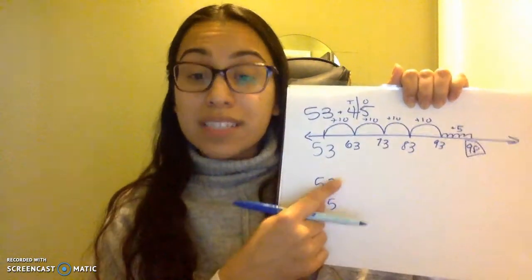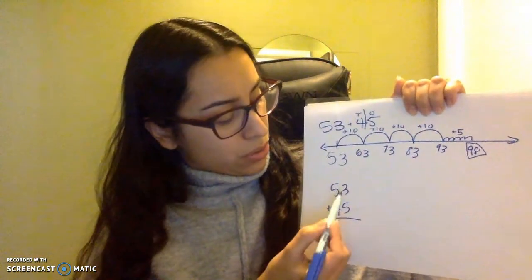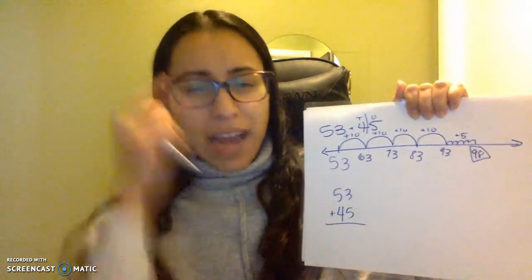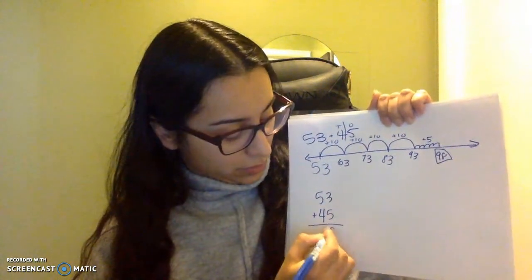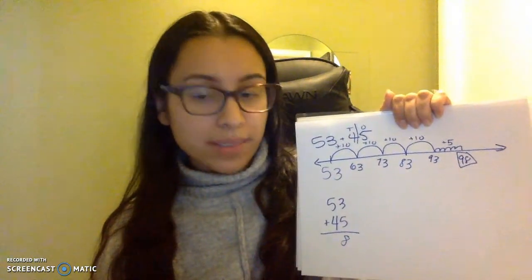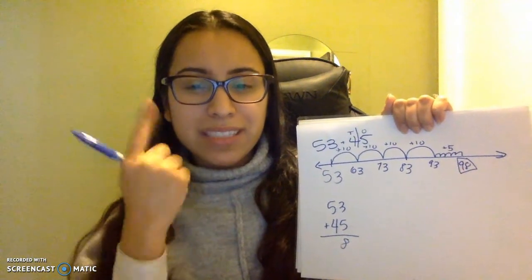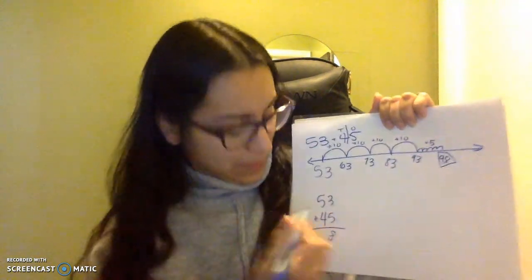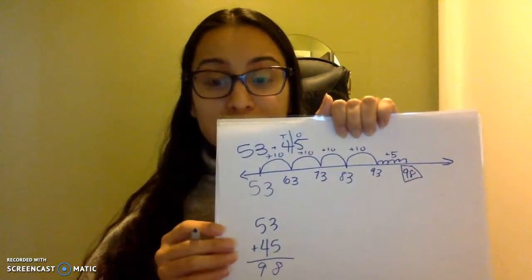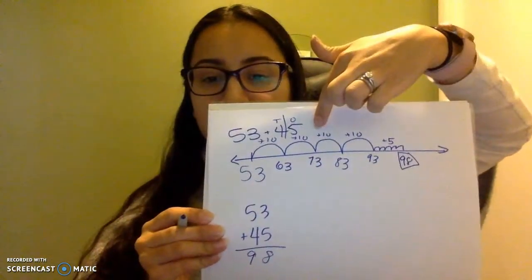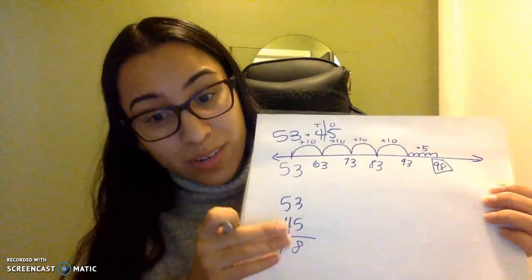Let's see what our standard algorithm would look like. We would do 3 plus 5, 5 in my head, count up 3, 5, 6, 7, 8. We always start in the ones. And then we have 5 plus 4, 5 in my head, plus 4. 5, 6, 7, 8, 9. 98. I got the same answer for both of these problems. The only difference is I used a number line for the first one and I did standard algorithm for the second one. Let's try another problem.